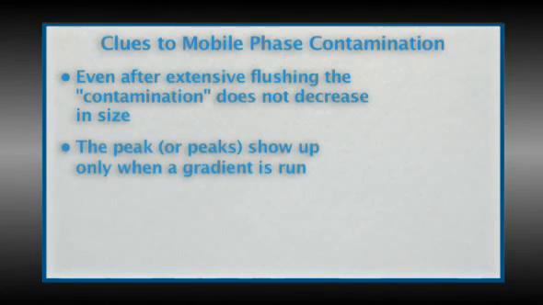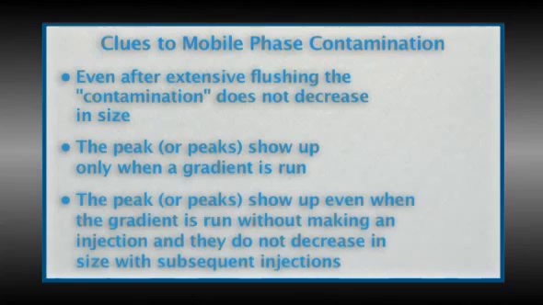The peak or peaks show up only when a gradient is run, and they show up even when the gradient is run without making an injection, and the peaks do not decrease in size with subsequent injections. It's often difficult to convince people that the problem is in the mobile phase and not something stuck on the column. It's often necessary to lay out some experiments to prove the problem is really mobile phase related. I know I didn't believe it the first time I was confronted with a mobile phase contamination problem.